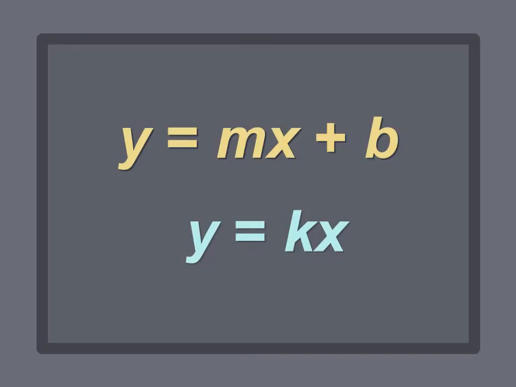So we learned our slope-intercept form last time. It was y equals mx plus b. And this time, we're learning the direct variation form, which is y equals k times x. Now, this y equals k times x, this is never an answer for us. This is just something to help us find the equation.